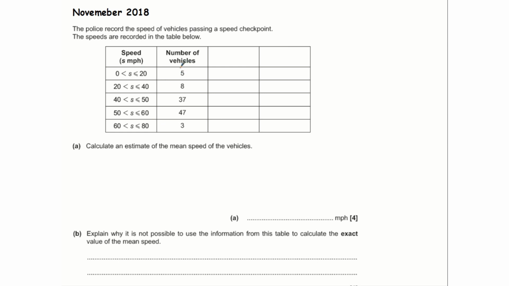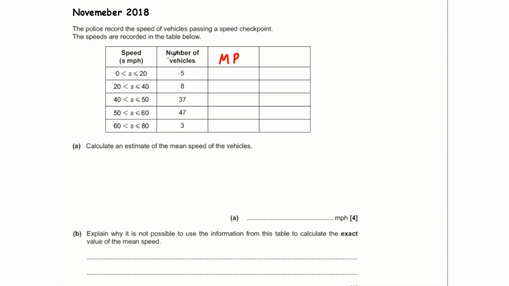So 5 vehicles had a speed of between 0 and 20. And 8 vehicles had a speed of between 20 and 40. But then it asks us to try and find the estimated mean. We don't know the exact values of how quick the cars were going, so we're going to take an estimate, and we're going to take the midpoint of each one of these groups. So, we're going to label this midpoint, and we'll do the midpoint of each of these groups.